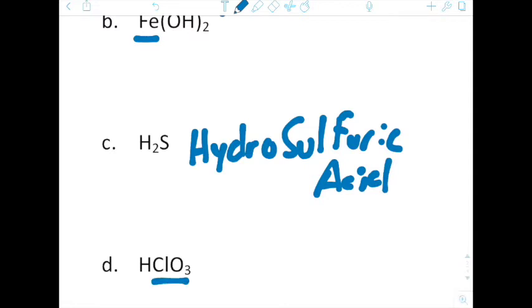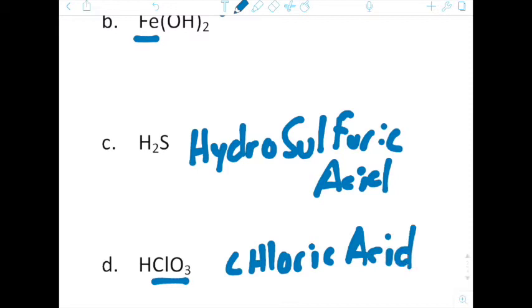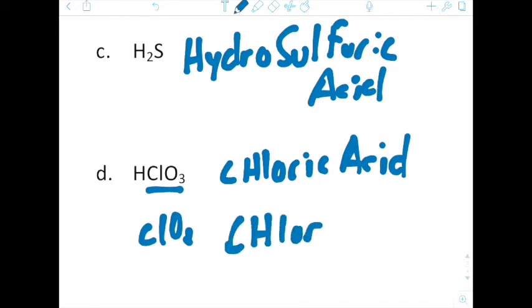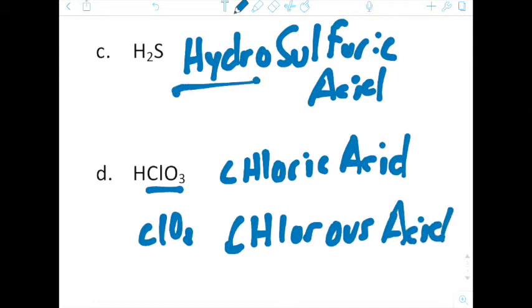Next, since the anion is going to be chlorate, since it ends in ate, all we do is add an ic ending. So this is chloric acid. And if it was an ite ending, say this was HClO2, it would just be chlorous acid. So if it ends in ide, we put hydro-ic. If it ends in ate, it's just ic. If it ends in ite, it's ous, and then acid.